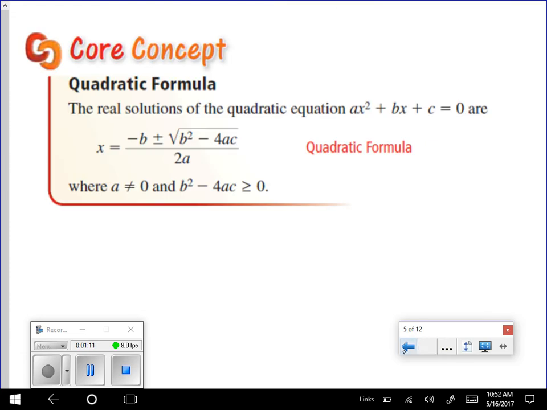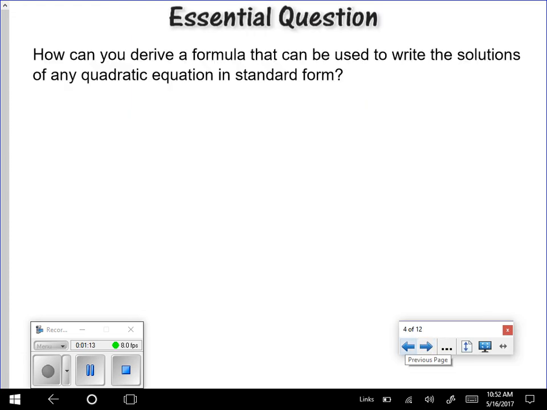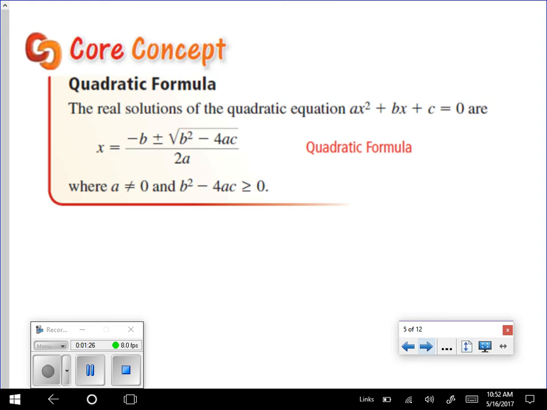So our essential question is, how can you derive a formula that can be used to write the solutions of any quadratic equation in standard form? So I'm going to show you the quadratic formula here. It is a little complicated, but once you get used to it, it gets pretty easy, and you probably, honestly, will start to memorize it.